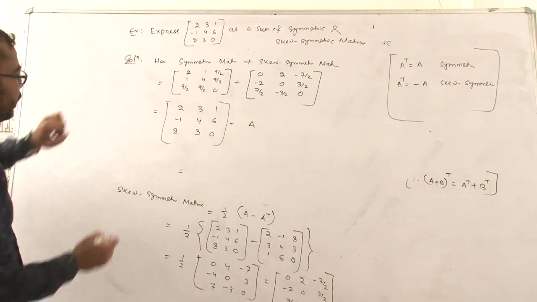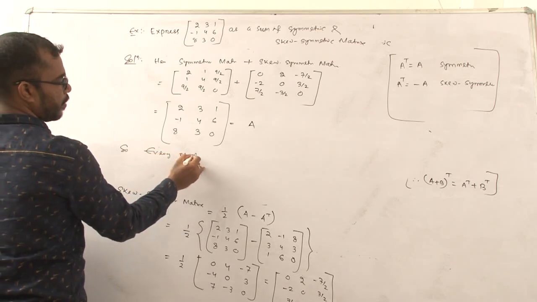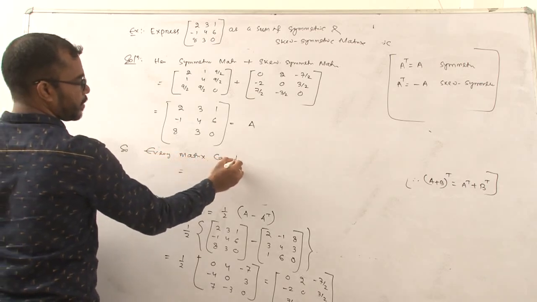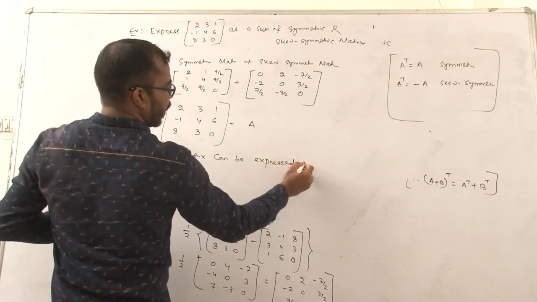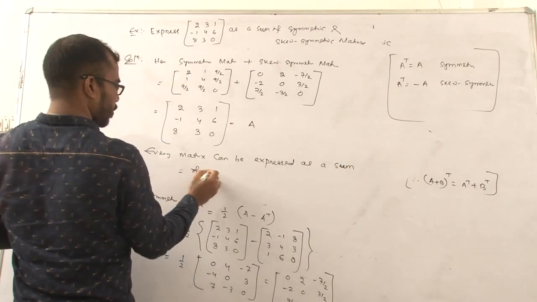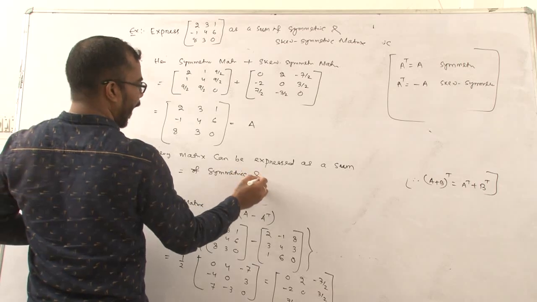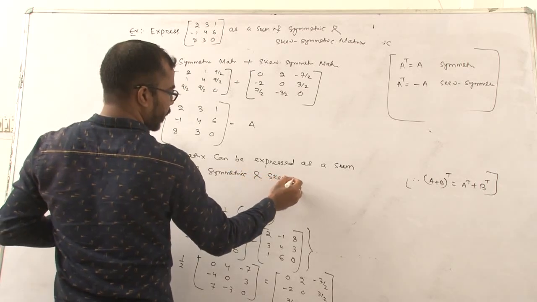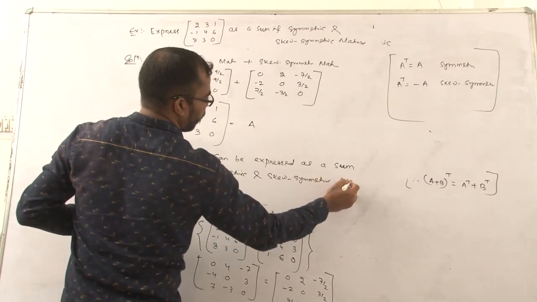So every matrix can be expressed as a sum of symmetric and skew symmetric matrix.